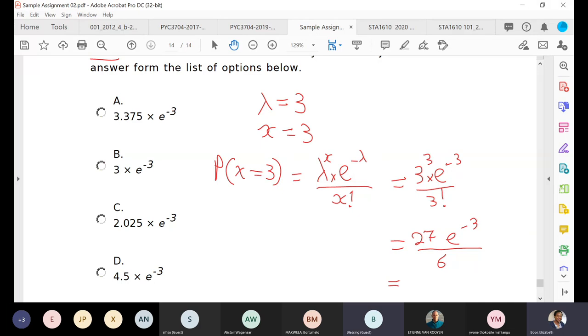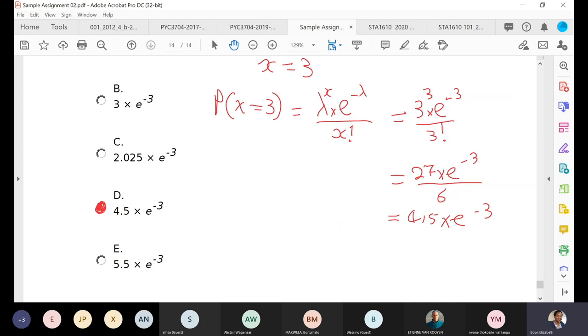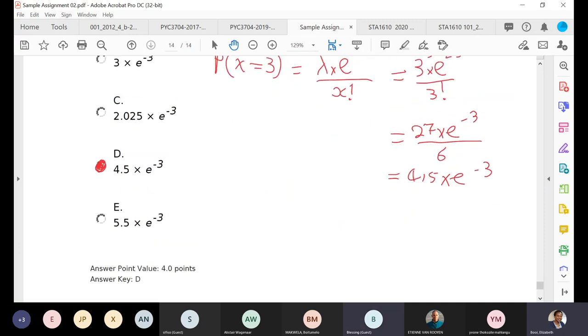So can 6 go into 27? 27 divided by 6 is 4.5 e to the power minus 3. Remember the multiplication. I don't know why they keep the multiplication there. So the answer is option D. So you see, you need to also know how to use your formulas. Don't rely only on the table to calculate the probabilities, because then you won't find the right answer. So that is D.